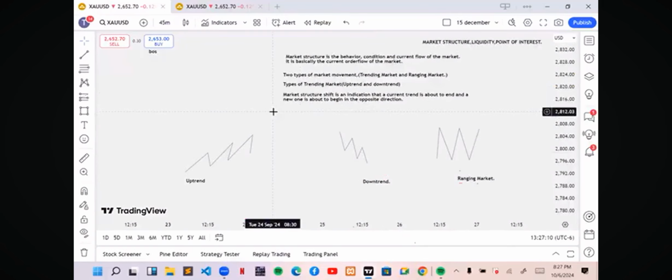So in market structure shifts, it will change trend to the opposite direction. But in break of structure, it will break a significant zone in the market, be it a high, be it a support zone, be it a resistance zone. It will break a particular zone in the market, but it's still going to remain in the same trend that it was on before. So let me write it down.